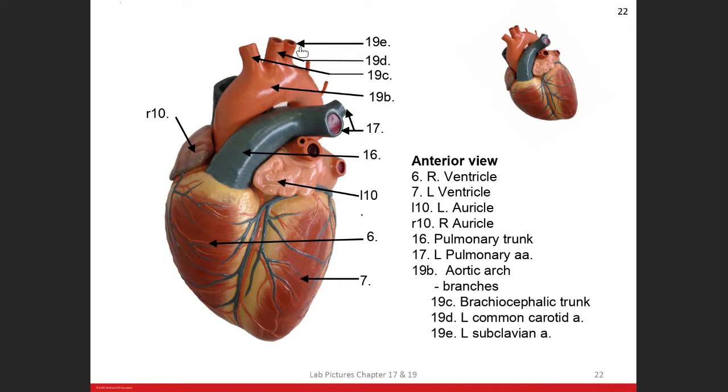What is the left pulmonary, what's AA? It's just artery. Why is it AA? It might have been a mistake. Sometimes you'll see people say artery twice. I thought it was the aortic arch. No. Yeah, good thing you asked.